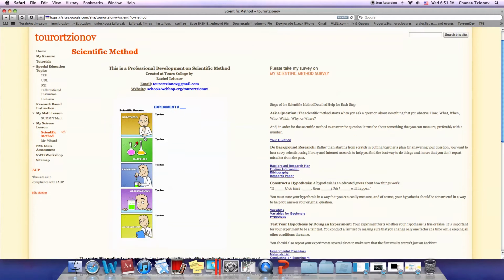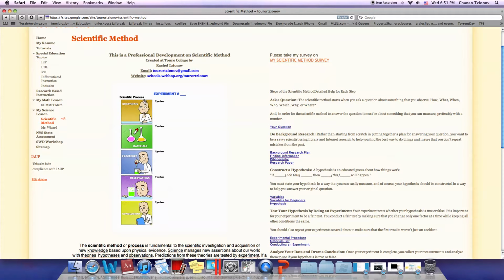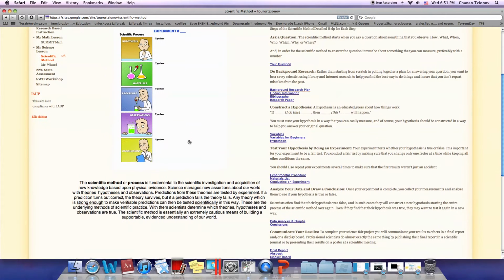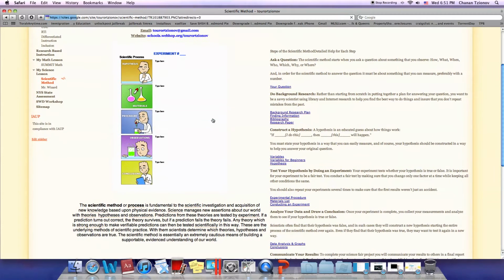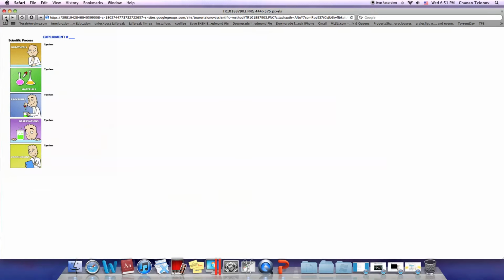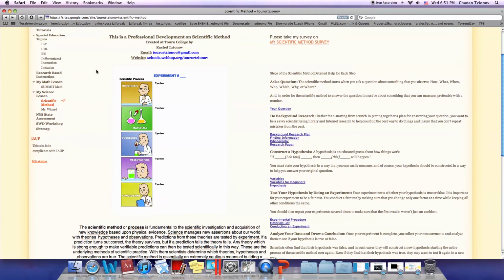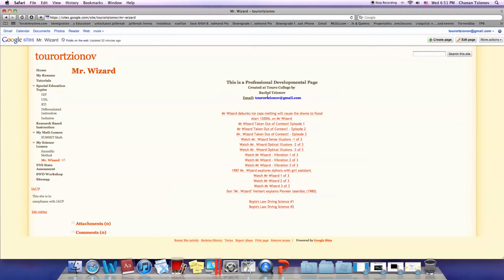This is the process of the scientific method, the different steps that the child would have to take, and this is more information about the scientific method, which you are able to read if you would like. There's a link for Mr. Wizard, which has many different science videos and science projects which he has done with different students, which is a great way for students to learn and actually do the experiments in class or at home.